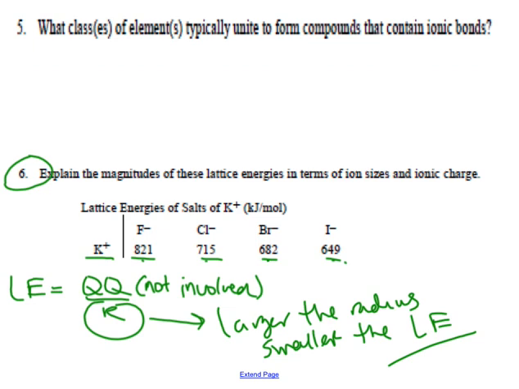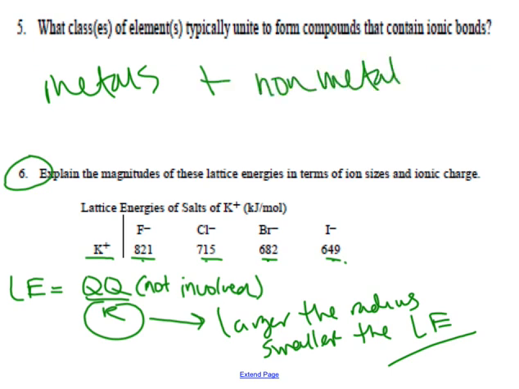And then up here, number 5, what classes of elements typically unite to form compounds containing ionic bonds? Yes. Good. And then metals and polyatomics, or 2 polyatomics. Give me an example of 2 polyatomics coming together. NH4, not NH3, NH4: ammonium sulfate, ammonium nitrate, ammonium anything. Okay.